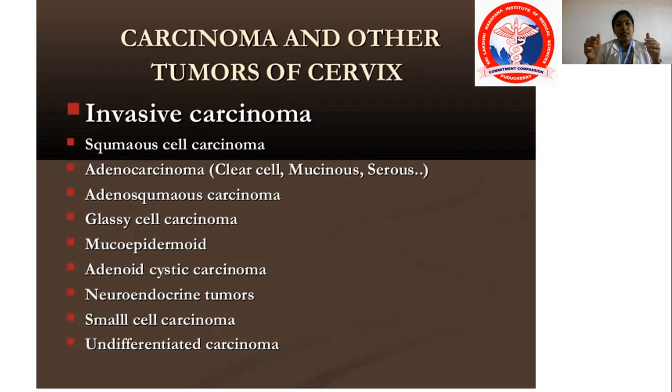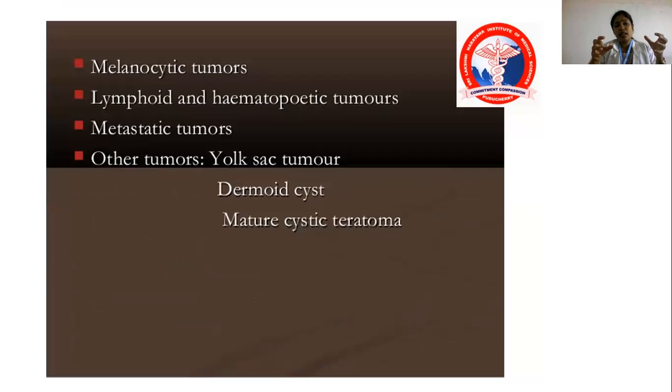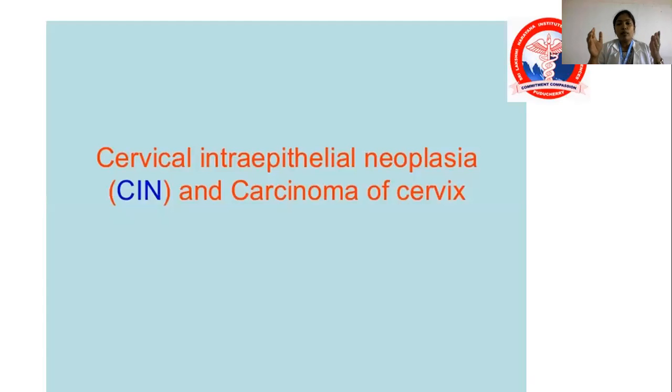Carcinoma of the cervix can be classified as invasive carcinoma. Under invasive carcinoma, you have squamous, adenocarcinoma, adenosquamous carcinoma, glassy cell, mucoepidermoid, adenoid cystic, neuroendocrine, small cell, and undifferentiated. And some of the mesenchymal tumors and tumor-like conditions that arise in the cervix, like leiomyosarcomas, endometrial stromal sarcomas, sarcoma botryoides, etc. And you have melanocytic tumors like melanoma, yolk sac tumors, dermoid cysts, mature cystic teratoma; everything can occur in the cervix. Now moving on to the pre-malignant lesions of the cervix in detail.